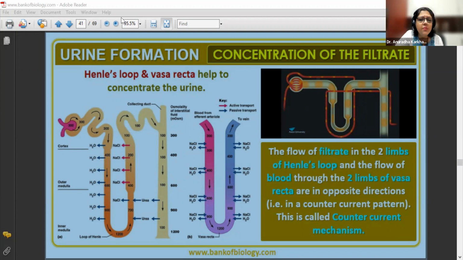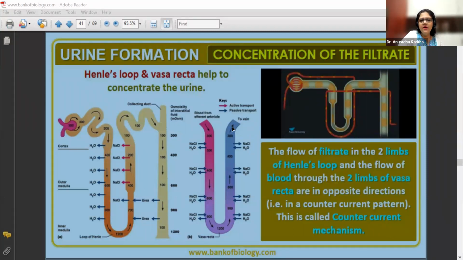You don't know what is glomerulus? Glomerulus is a tuft of capillaries formed by the branching of the arteriole, afferent arteriole. So this is your glomerulus, right? PCT, ascending loop, and DCT. DCT is distal convoluted tubule.